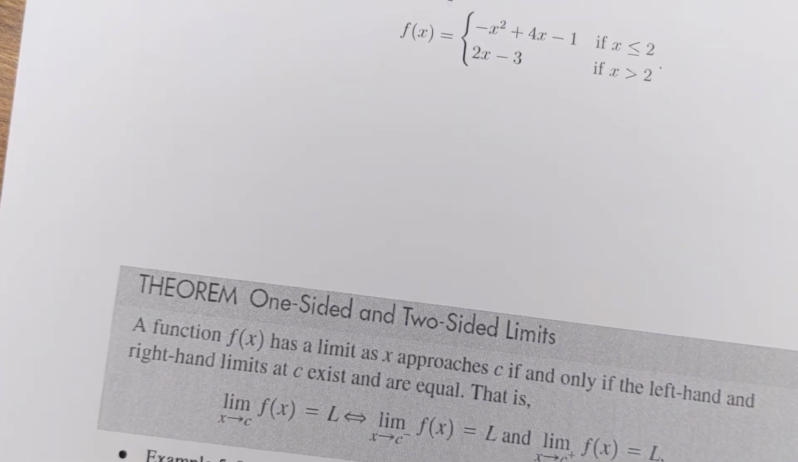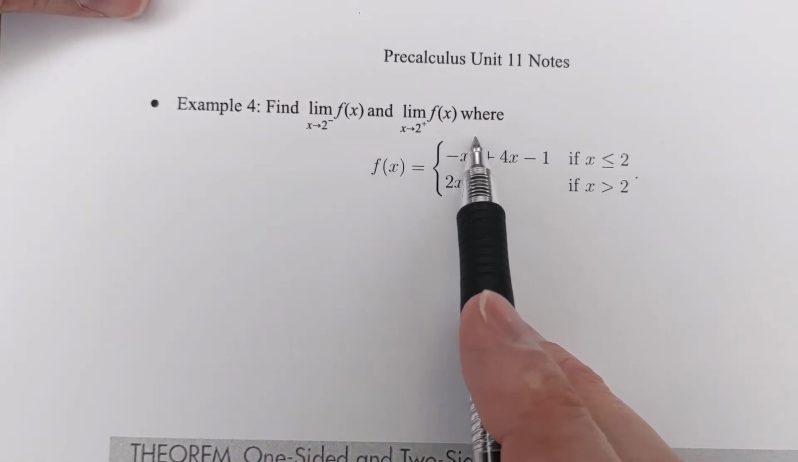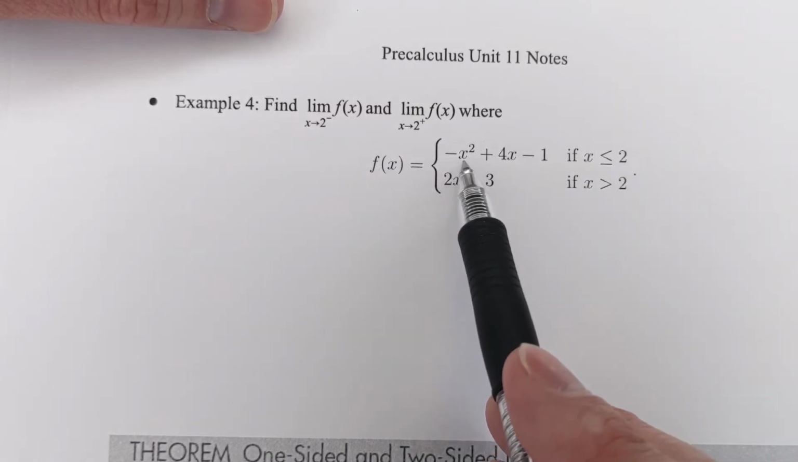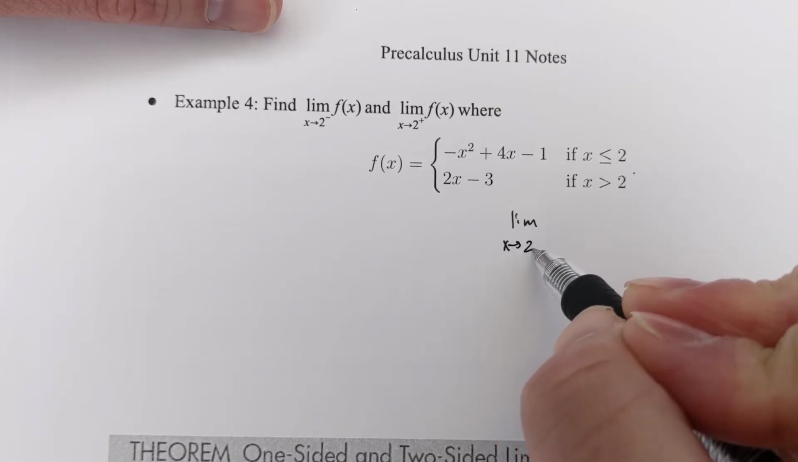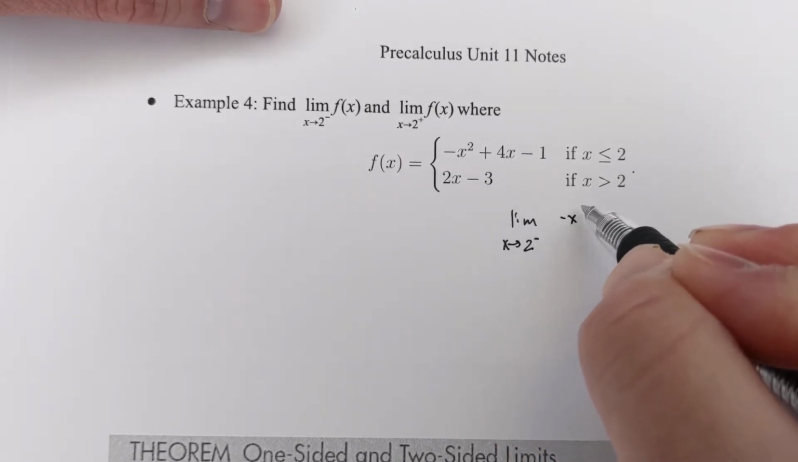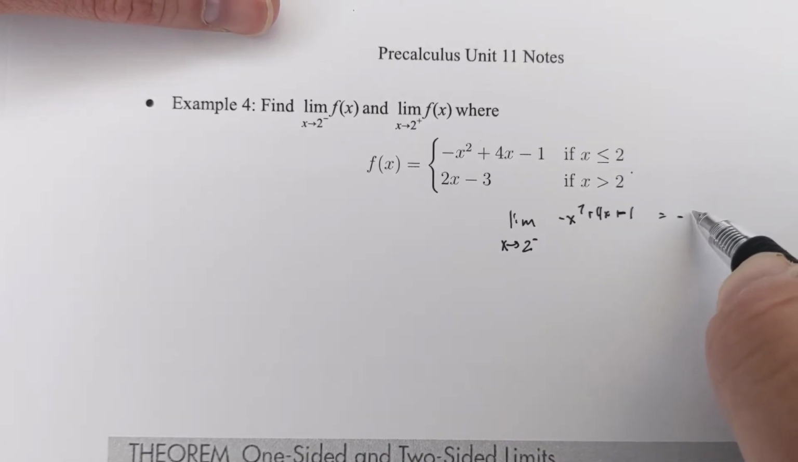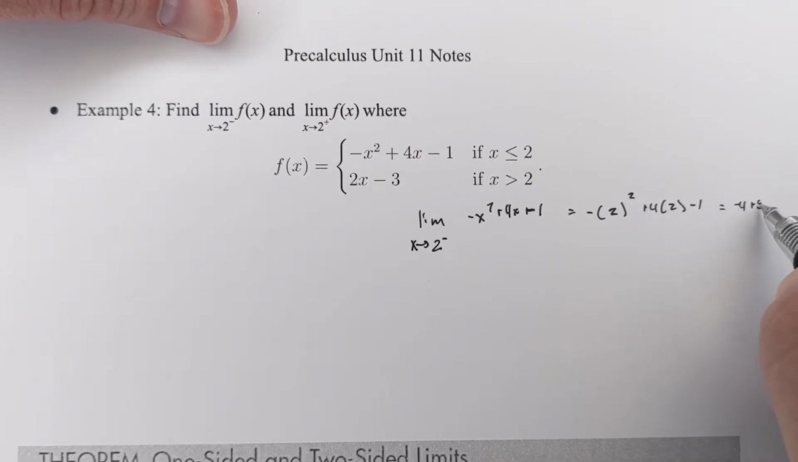Okay, example 4. Find the limit as x approaches 2 from the left and 2 from the right of this function. This is my equation for x less than 2. So if I approach from the left, I have to use this equation. The limit as x approaches 2 from the left of negative x squared plus 4x minus 1 becomes negative 2 squared plus 4 times 2 minus 1. So that is negative 4 plus 8 minus 1, which is just going to be 3.